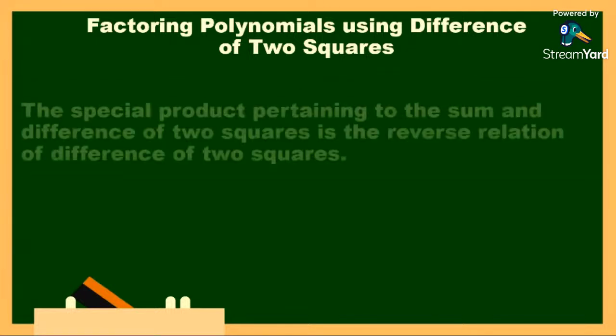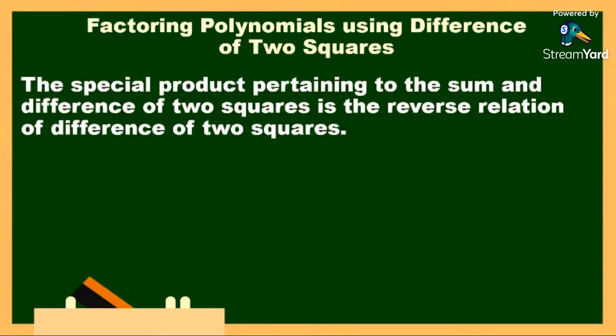The special product pertaining to the sum and difference of two squares is the reverse relation of difference of two squares. Thus, the quantity of x plus y multiplied to the quantity of x minus y is equal to the quantity of x squared minus y squared.